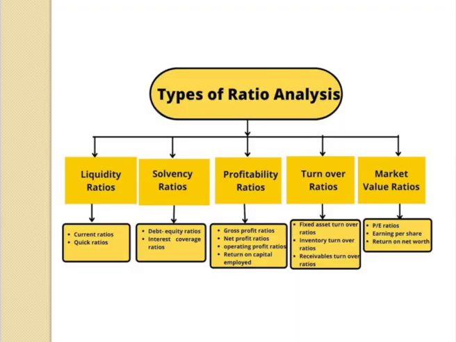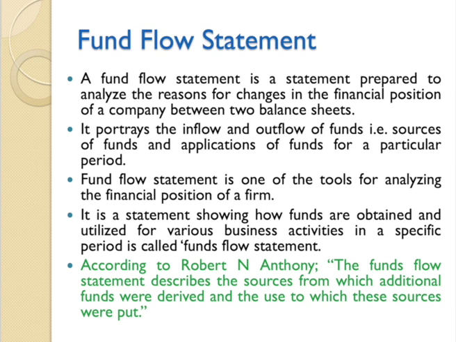So, these are the different types of ratios: liquidity ratios, solvency ratios, profitability ratios, turnover ratios, market value ratios. These are the different ratios that you calculate. Then comes the fund flow statement. A fund flow statement is a statement prepared to analyze the reasons for changes in the financial position of a company between two balance sheets.